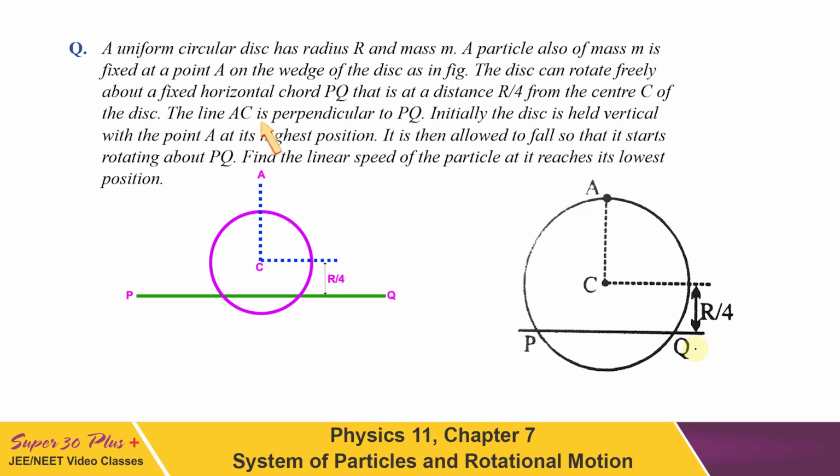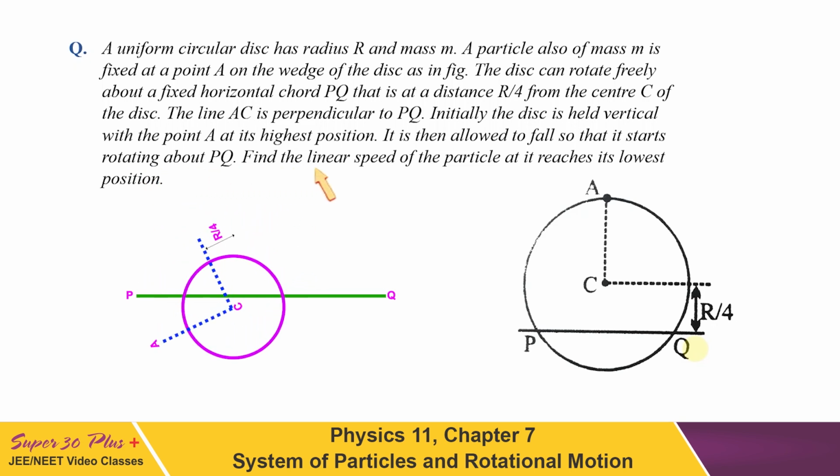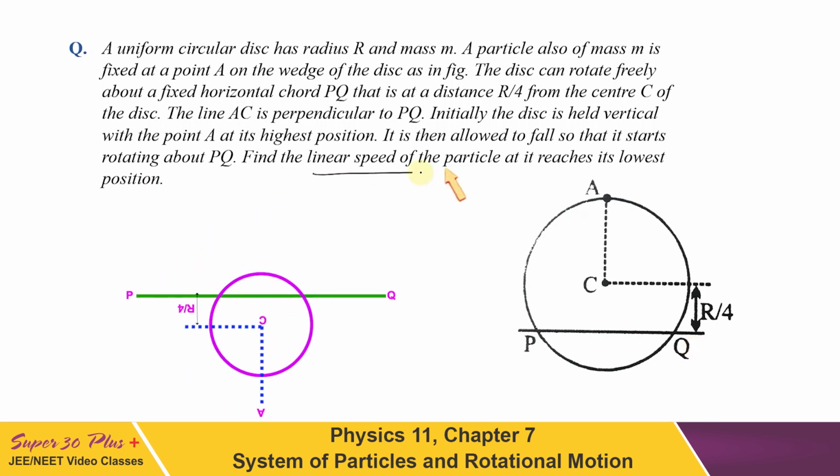The line AC is perpendicular to PQ and initially the disc is held vertical. A is at the highest point. From here, it is allowed to fall so that it starts rotating about PQ. We have to find the linear speed of the particle as it reaches its lowest position. Okay, let us start solving this.